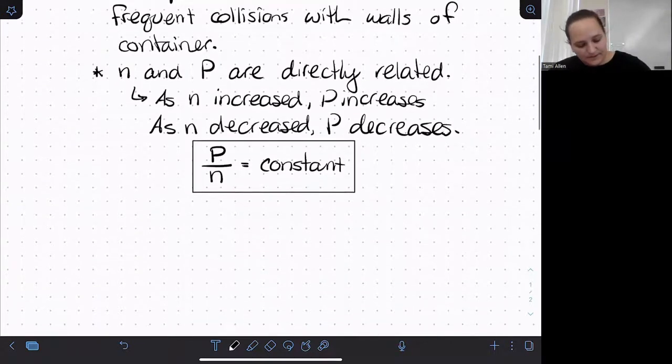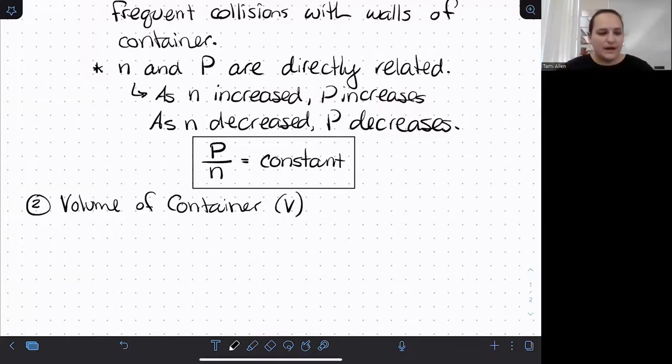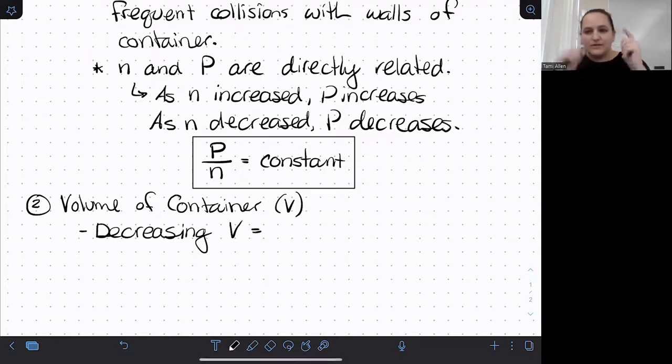The second factor is the volume of our container. And we use capital V for volume. So if we decrease the volume of our container, let's think about what that's going to do in terms of collisions at the molecular level. So if we have particles in some largish container bouncing around.